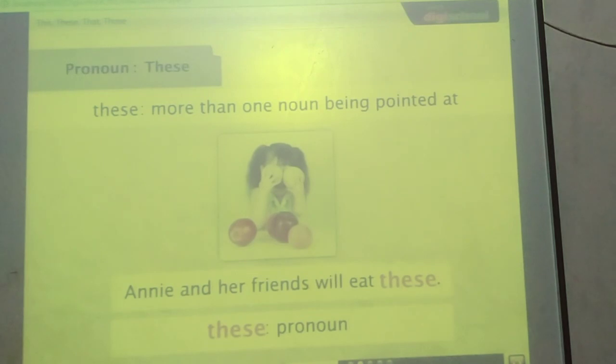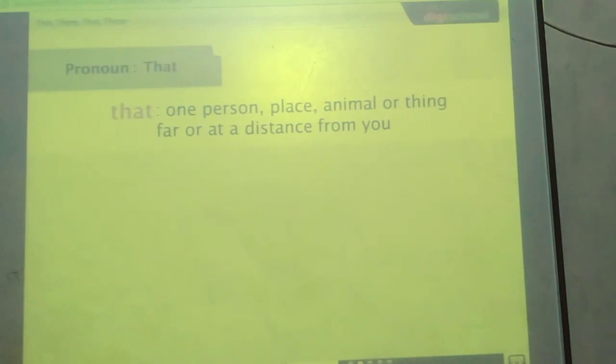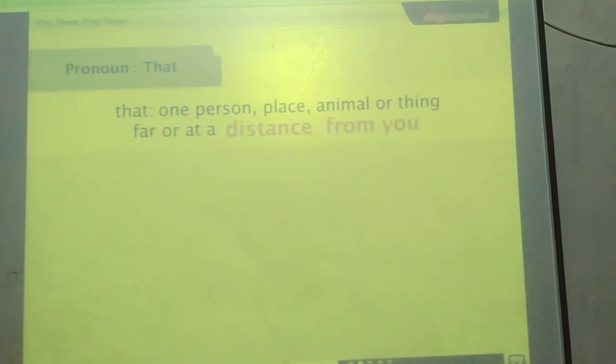Now let's understand the pronouns that are used when the noun or nouns are far away. You use the pronoun that when you point out to one person, one place, one animal, or one thing that's far or at a distance from you.